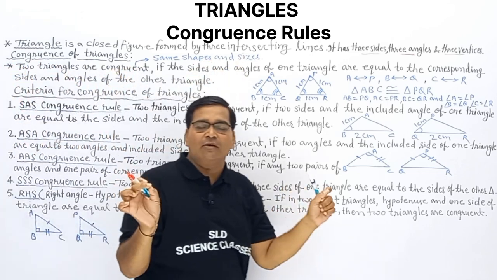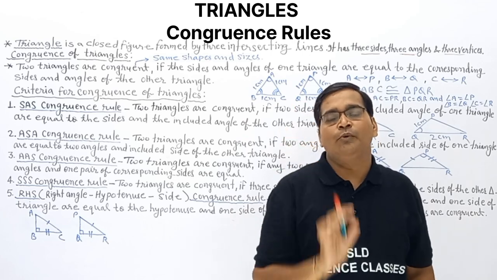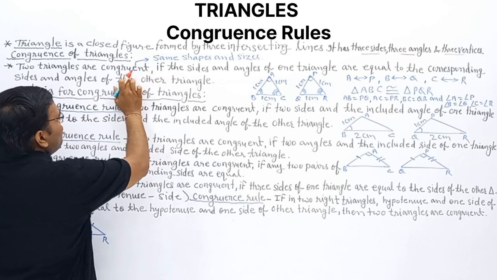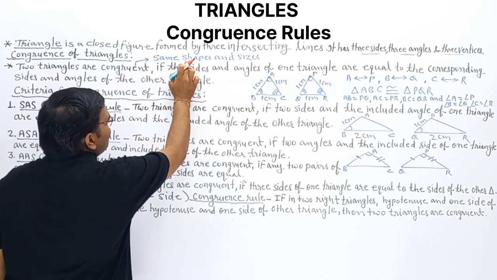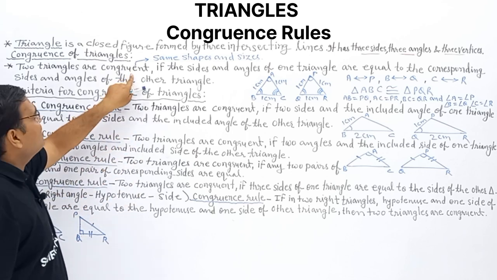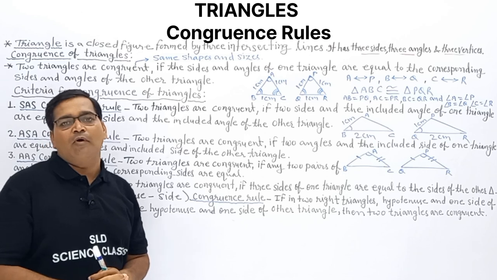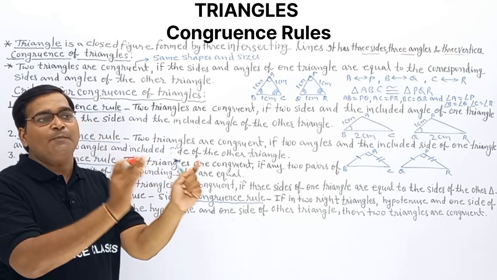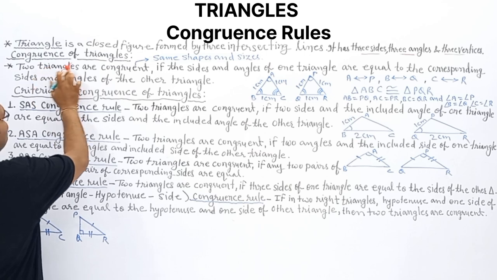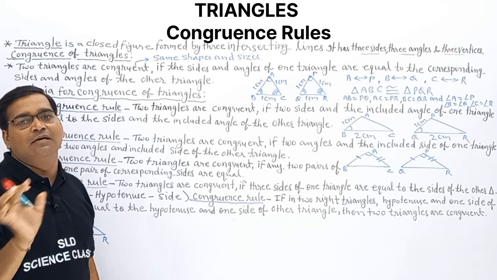Observe, I am not talking about triangles now, I am talking about the word congruent. What is the meaning of congruent? If two figures are of the same shape and size, then we can say both figures are congruent: same shape and size. Clear? But once we talk about two triangles being congruent, our chapter is linked to triangles.